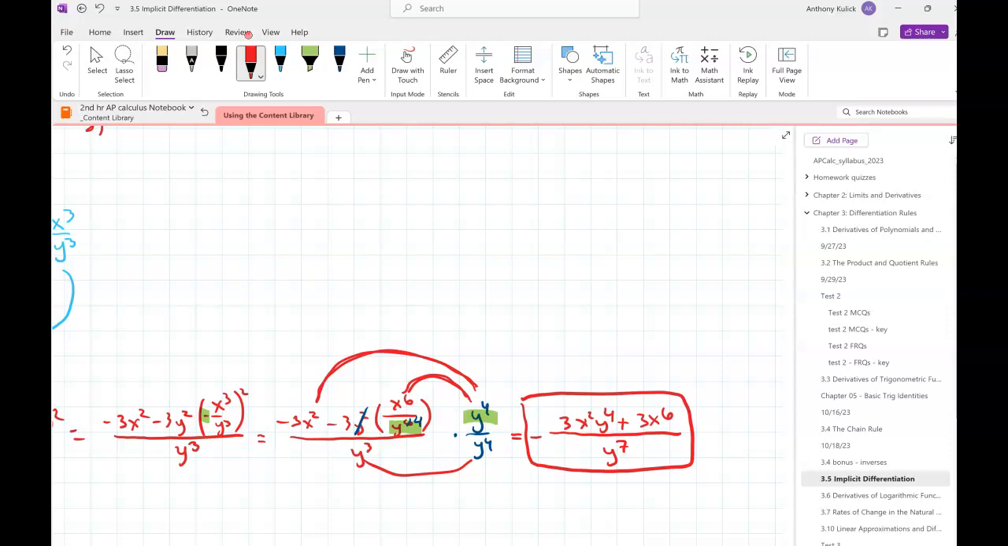This is just an efficient way of getting rid of the fractions inside of fractions. It goes right next to the negative 3x squared. Yep. Got it. I see.